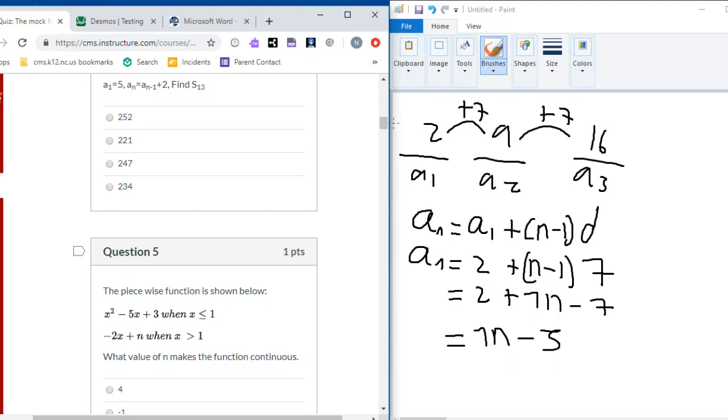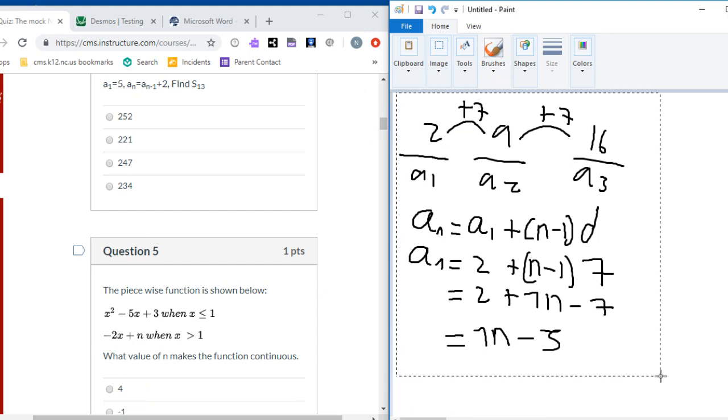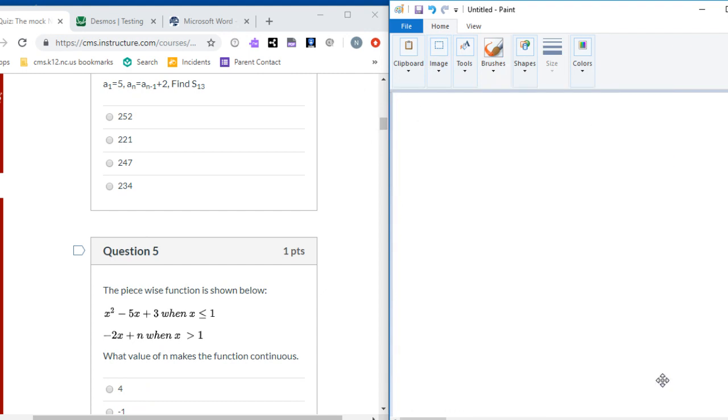A1 is equal to 5. a_n is equal to a_(n minus 1) plus 2. Find S13, which is the sum of the first 13 terms in the sequence. If you really had to, you could just in your calculator do 5 plus 7 plus 9 plus 11 plus 13, up till you get to the 13th term, and that's what you would get. But I think the fastest way to do this is a formula. The first term is 5.